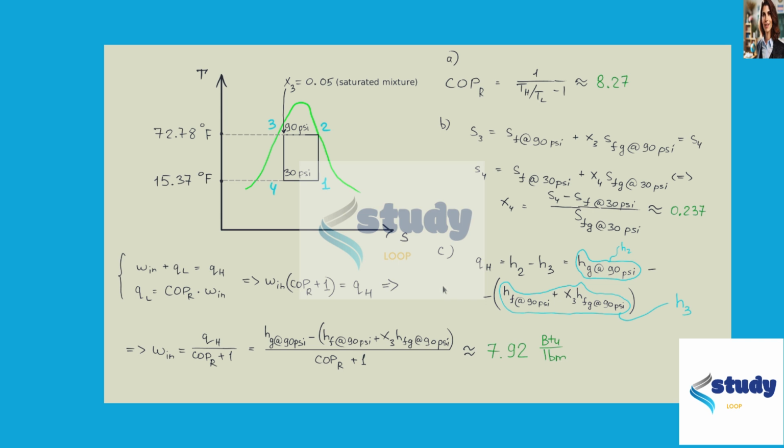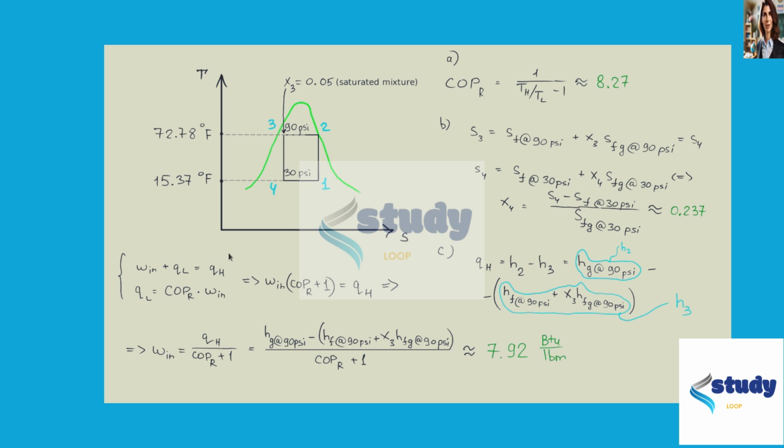Now to solve part C, let's find the amount of heat rejected by the heatsink per 1 kg of the refrigerant. It equals the difference between the specific enthalpies of the refrigerant in states 2 and 3. So the first one is easy to find because at state 2 the refrigerant is a saturated gas, so we can just take this value directly from the table. In state 3 the refrigerant is a saturated mixture, so in order to find the specific enthalpy of that mixture, we can use the same approach as in part B.